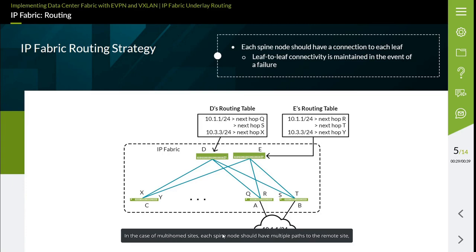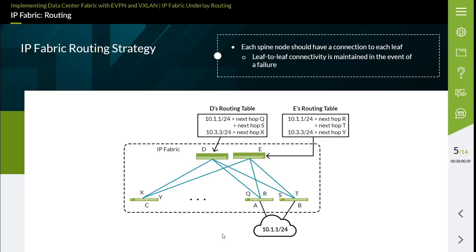In the case of multi-homed sites, each spine node should have multiple paths to the remote site and should load balance traffic to the remote host across all leaf nodes that connect to the remote site.